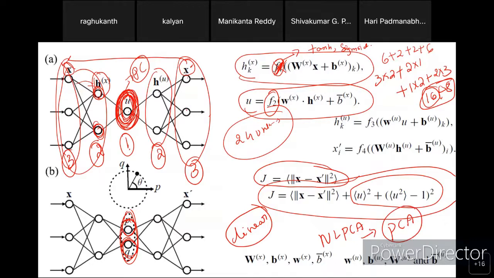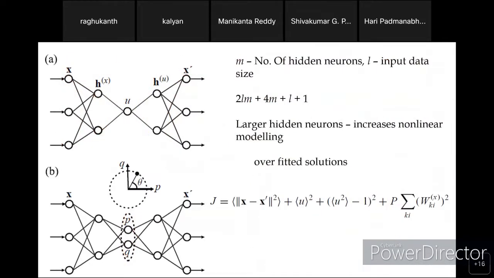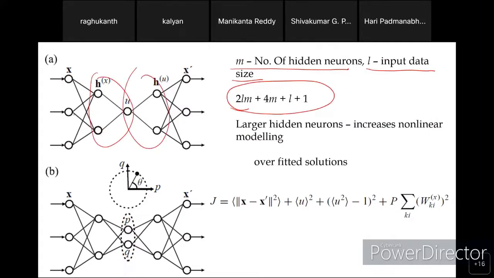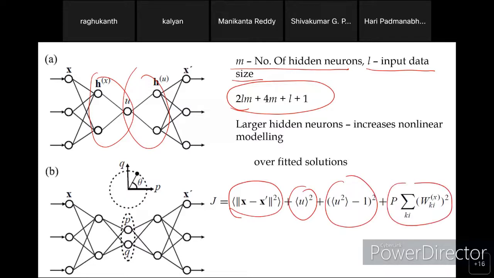Now the unknowns. If M is the number of hidden neurons and L is the input data size, this is the formula. Both halves are the same because there is a symmetry in the network. So it is 2LM plus 4M plus L plus 1. Because the number of unknowns is large, the non-linearity will obviously be high in this network. Apart from this, we also have to use smoothening constraints and others, to make sure the network doesn't get trapped in overfitting.